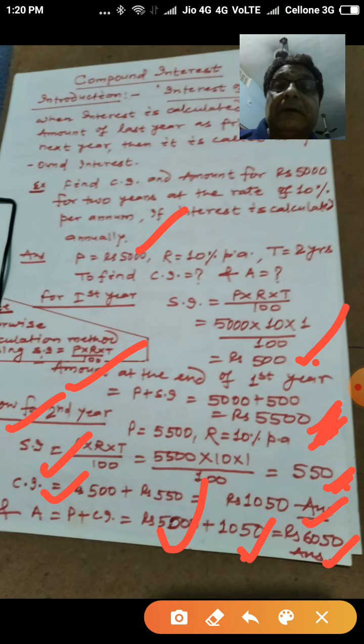If this question was related to simple interest, and we had to find only simple interest and amount, then it would be rupees 500 for the first year, and again for the second year it is 500. So altogether the interest we have to pay is 1,000 and the amount will be 5,000 plus 1,000, that is 6,000. So in lieu of 6,000, now the money lender is at a gain of rupees 50.